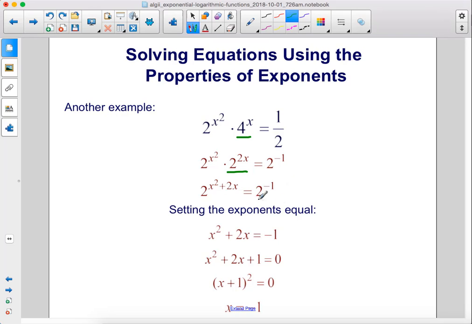Then we set the exponents equal. x squared plus 2x equals negative 1. We can add 1 to each side, factor, and we see that x equals negative 1.